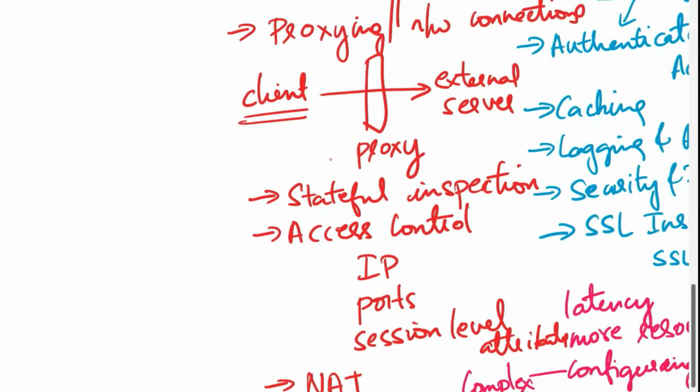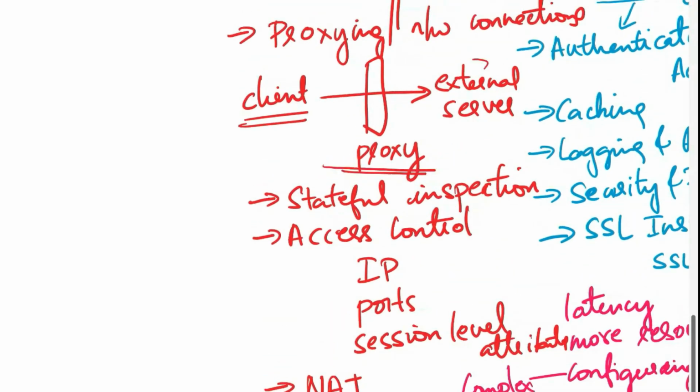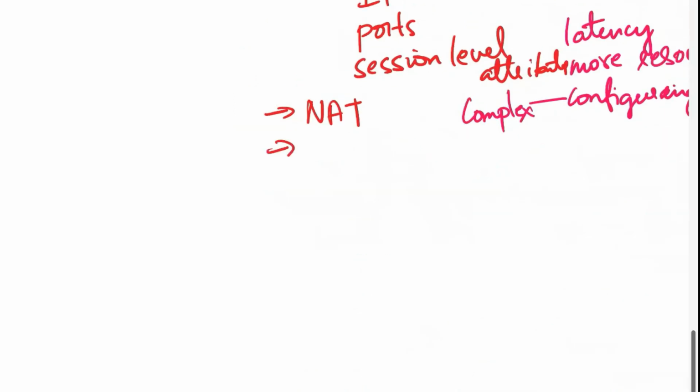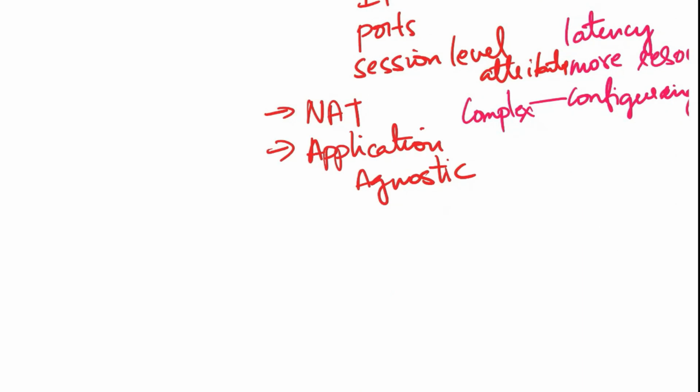Like we said here, while discussing proxy, that the external server can see only the proxy, in the sense the gateway, circuit level gateway, and not the client. The next characteristic is application agnostic. Unlike application layer firewalls, circuit level gateways are application agnostic.